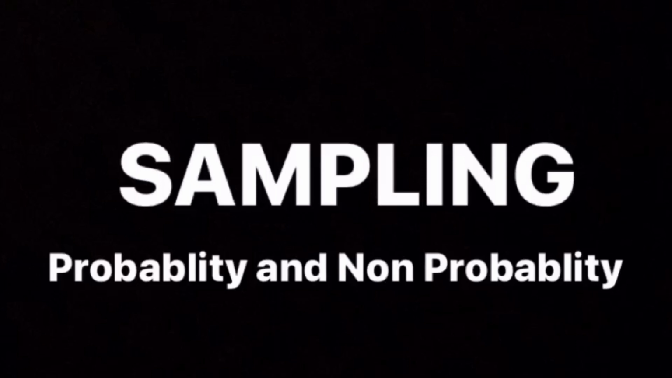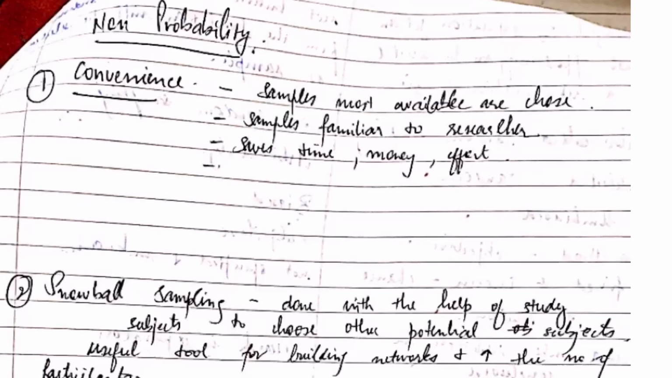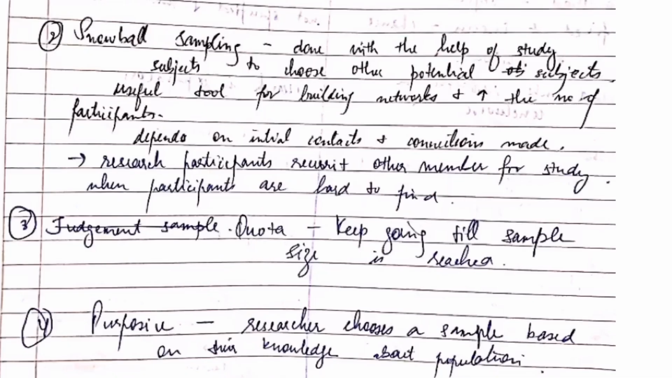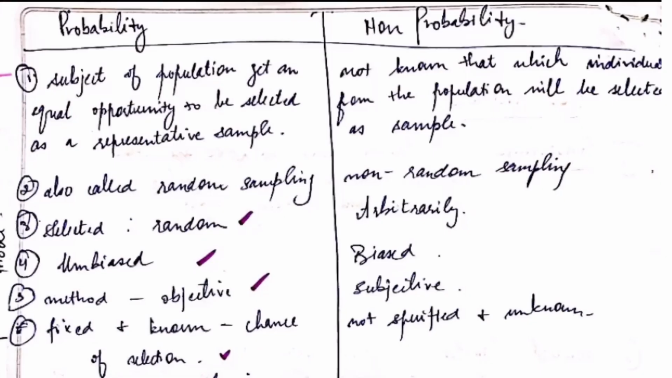The next topic is sampling, that is probability and non-probability. In the earlier video, the first video, I had written about probability, its types and types of events. You can go back to that video and have a look at it. I'll be sharing the link below. In this video, we will focus more on non-probability. These are some of the methods which are used as non-probability techniques. Now we'll see them in terms of differences.